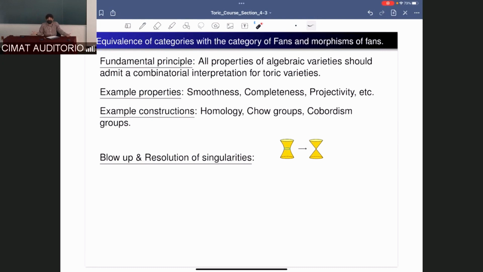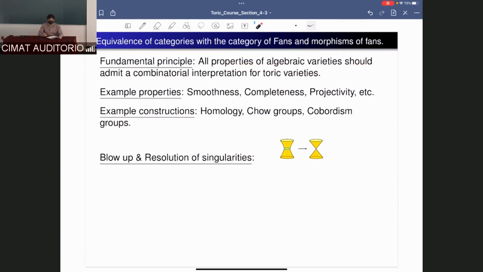So then what people have started to do is, okay, let me describe each of those things. So you have, as we just saw, a description of smoothness in terms of the fan, a description of completeness in terms of the fan, a description of projectivity in terms of the fan, but also of homology, Chow groups, K-theory, cobordism, all of these are very well understood. All properties of algebraic varieties should admit a combinatorial interpretation for toric varieties. That's the fundamental principle here.